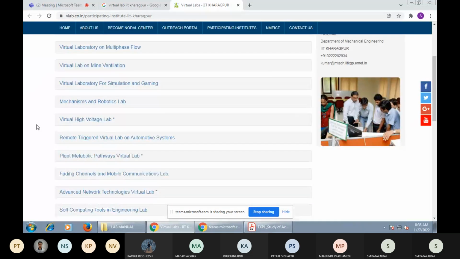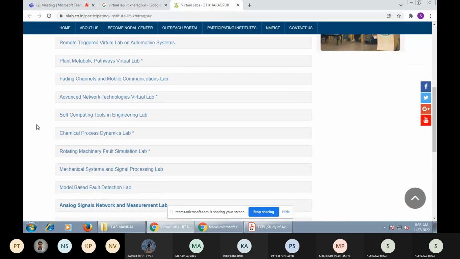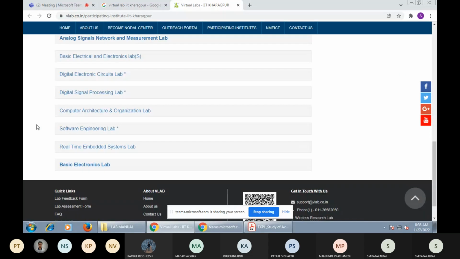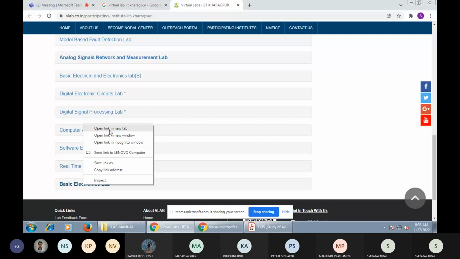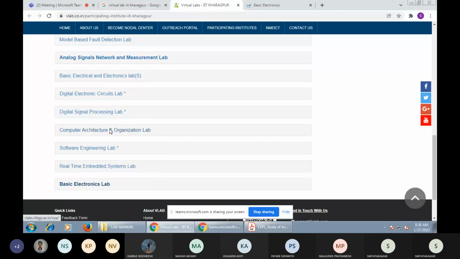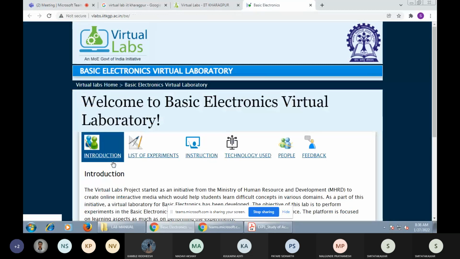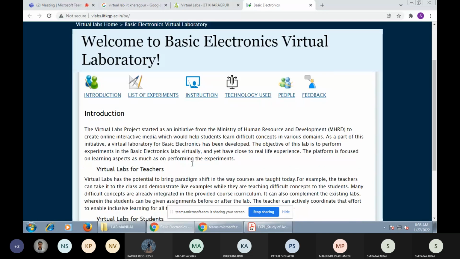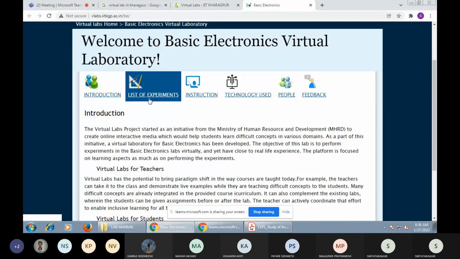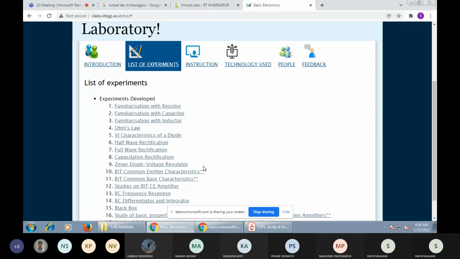The home page is open. In this page, a number of laboratories are available. We can choose directly the basic electronics lab. Click on that, it opens a new tab, and here the welcome message is displayed on the basic electronics virtual laboratory. Then after that, click on the list of experiments. This is the list of experiments.